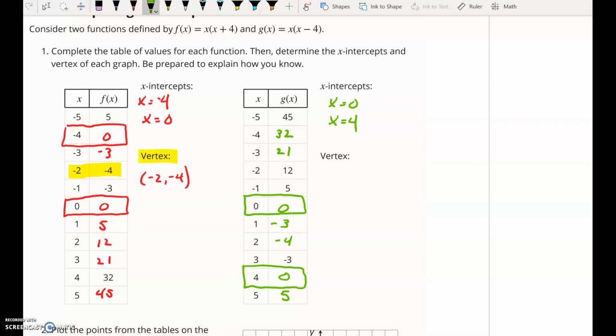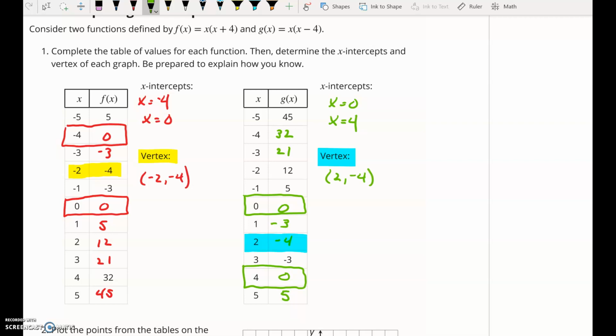Now if I'm looking for my vertex again, I do the same thing. I want to find the highest or lowest point on the graph. Looking at this graph, it's getting smaller, smaller, smaller, reaches 0, still smaller, still smaller. Now it's getting bigger. So I see for this vertex that this happens at 2, -4 as well. Okay, so this vertex is also at the point 2, -4.